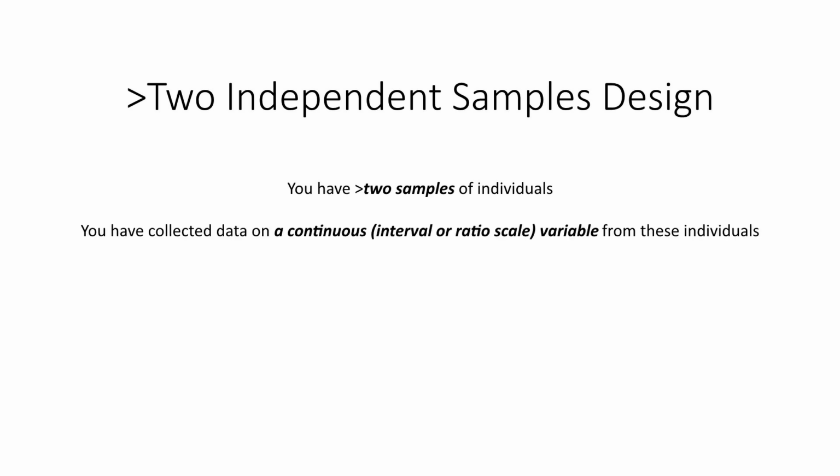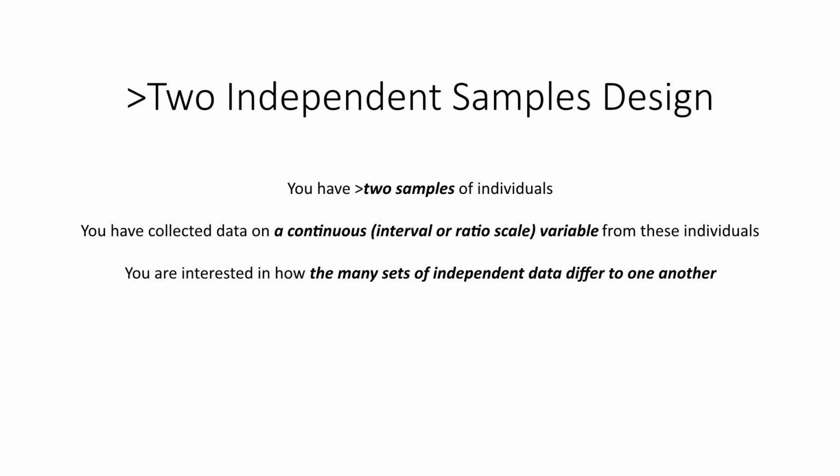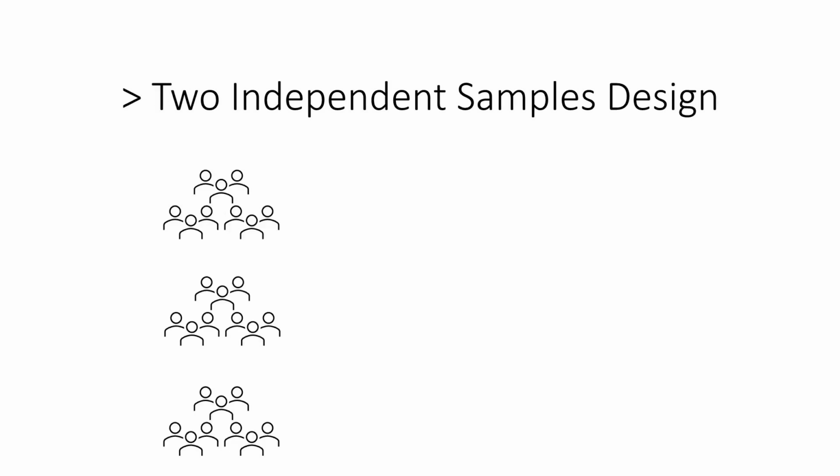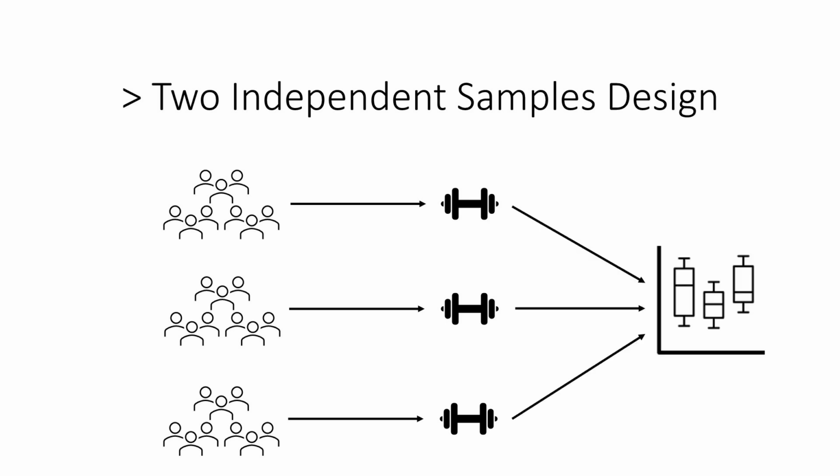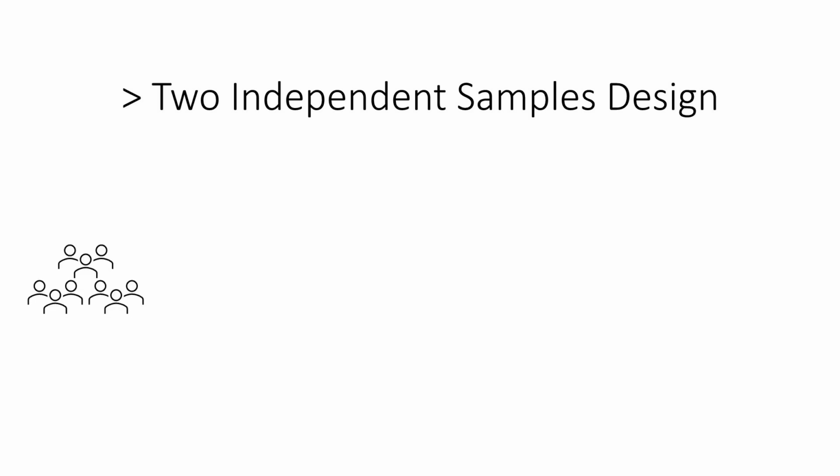In this type of study design you have more than two samples of individuals. And again, you've collected data on some continuous variable from these individuals, and you're interested in how the many sets of independent data differ from one another. So imagine, for example, you have three groups, and you want to compare the strength values between these three different groups.